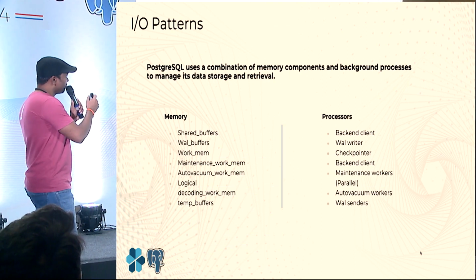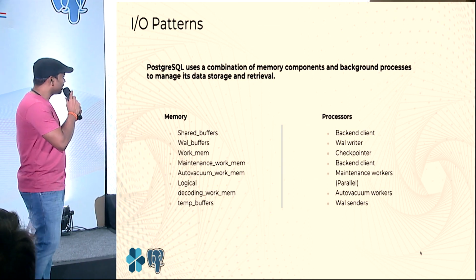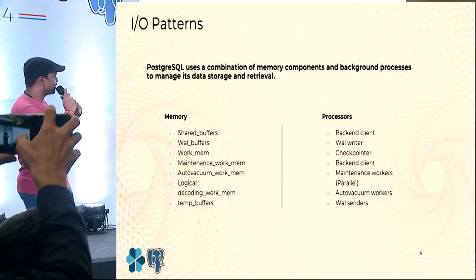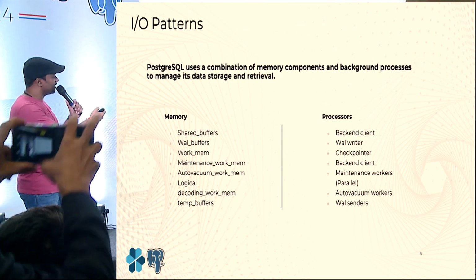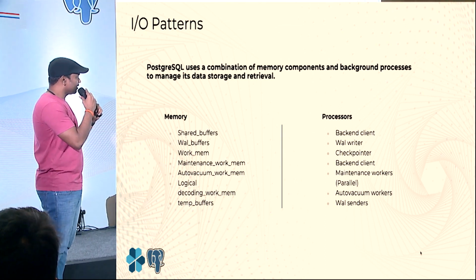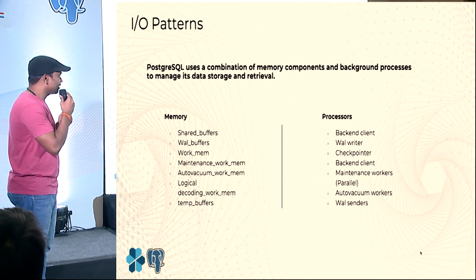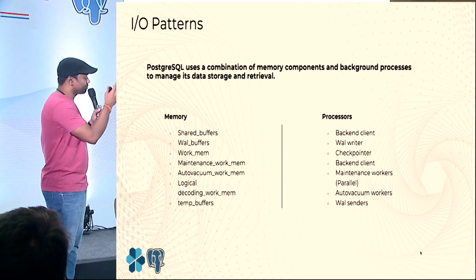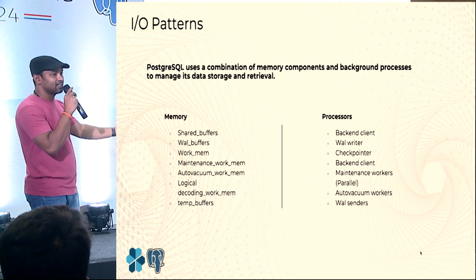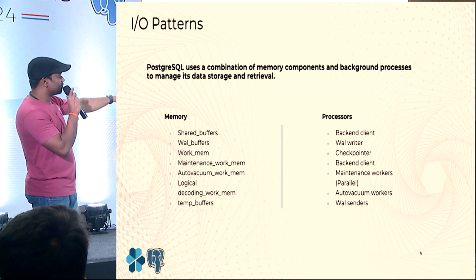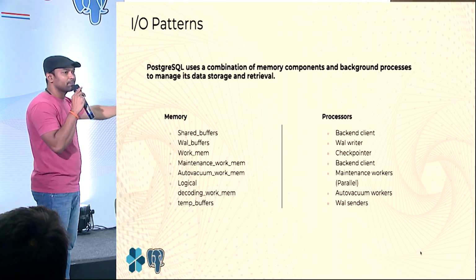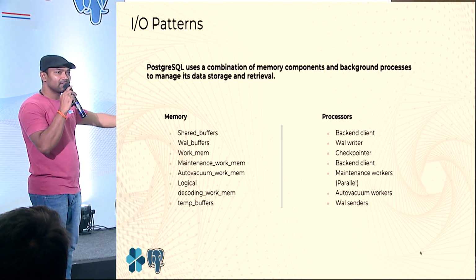So just an overview of what memory components we have in Postgres. We all know shared buffers, WAL buffers, work_mem, maintenance_work_mem, and there are logical decoding work mem and temp buffers. And there are some processes in Postgres: the backend client, WAL writer, checkpointer, maintenance workers, autovacuum workers, and finally we have WAL senders. So the agenda of this talk is to present which process is doing the I/O whenever we run any DML or any SQL query.